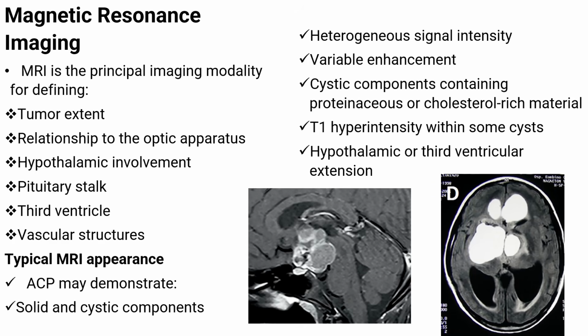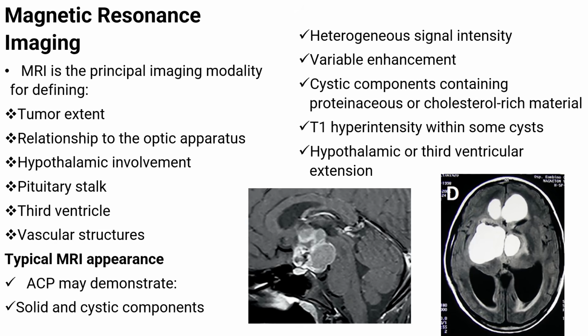Magnetic resonance imaging is the main imaging method for assessing Adamantinomatous craniopharyngioma. It shows the extent of the tumor and its relationship to nearby structures, which is essential for planning treatment. Anatomy matters greatly. The tumor often contains both solid and cystic components, with signal intensity that varies between different areas and enhancement that can be uneven after contrast.